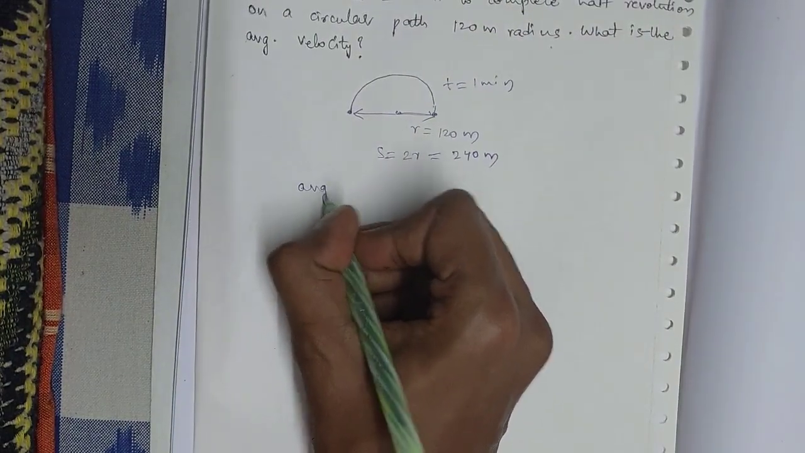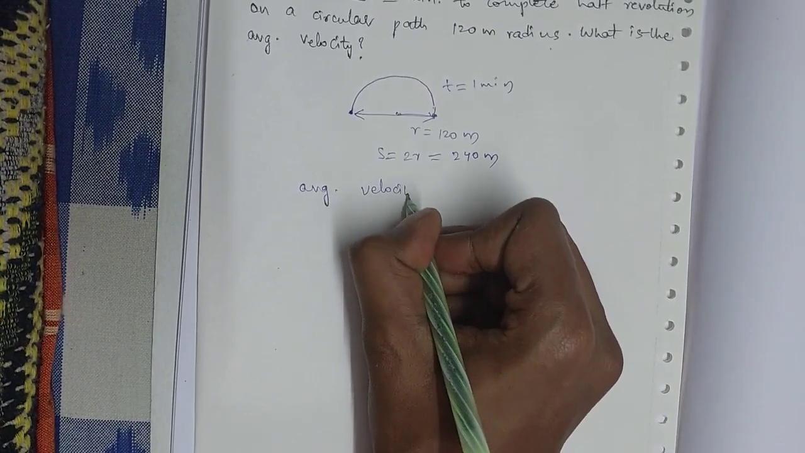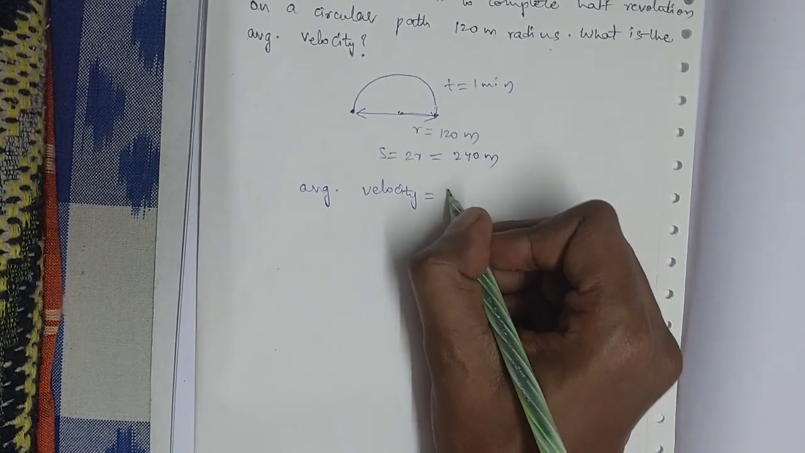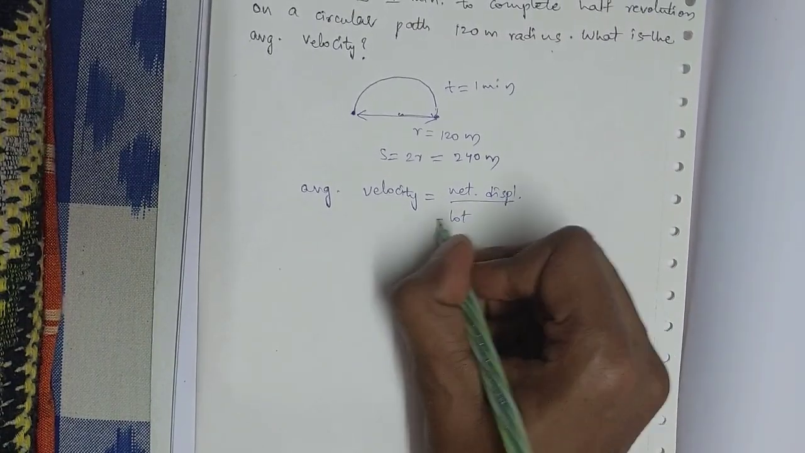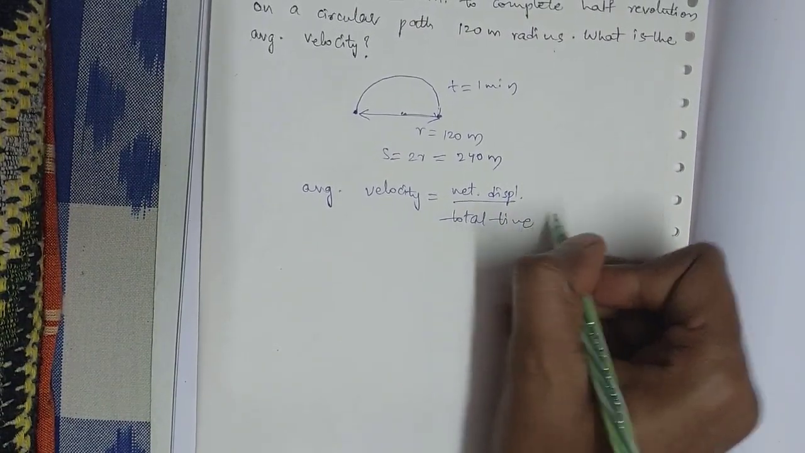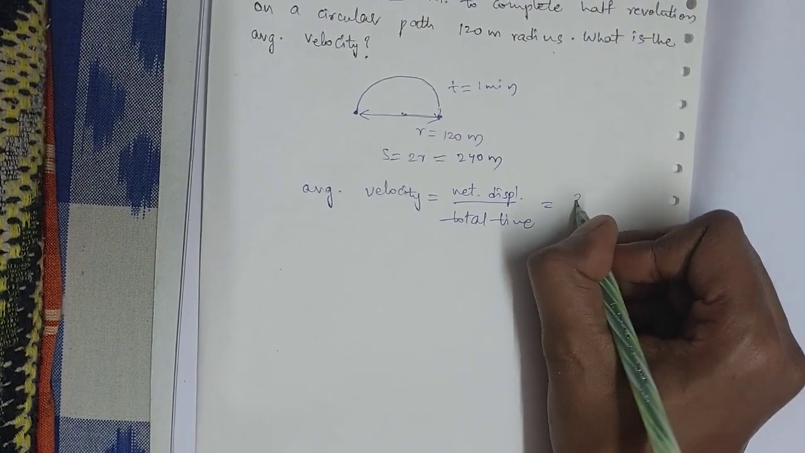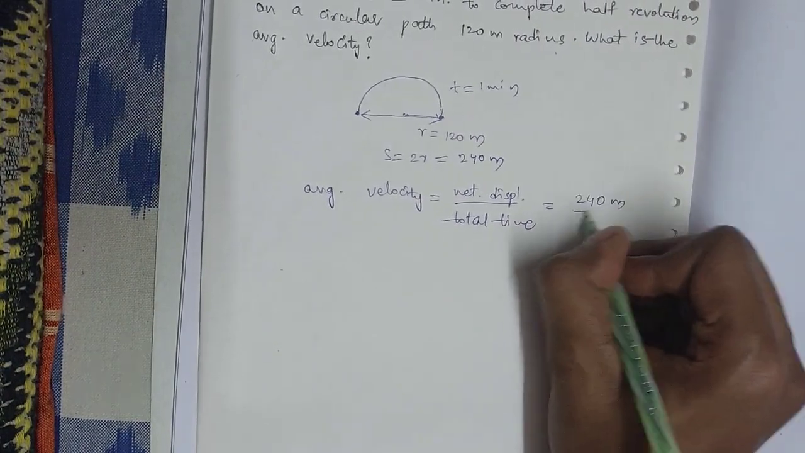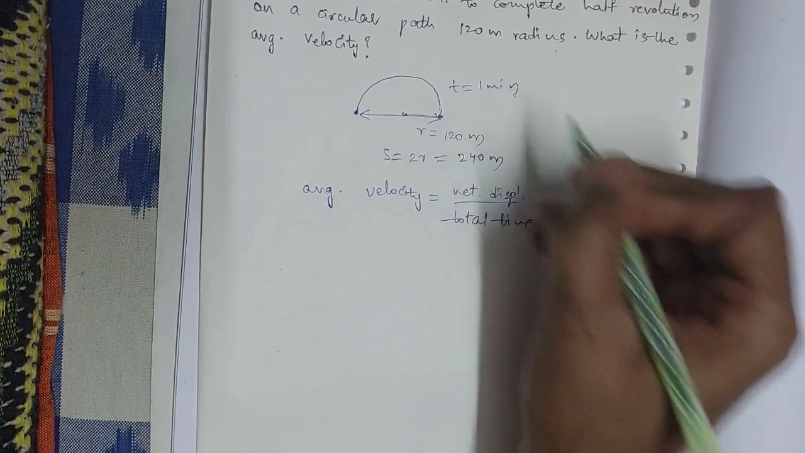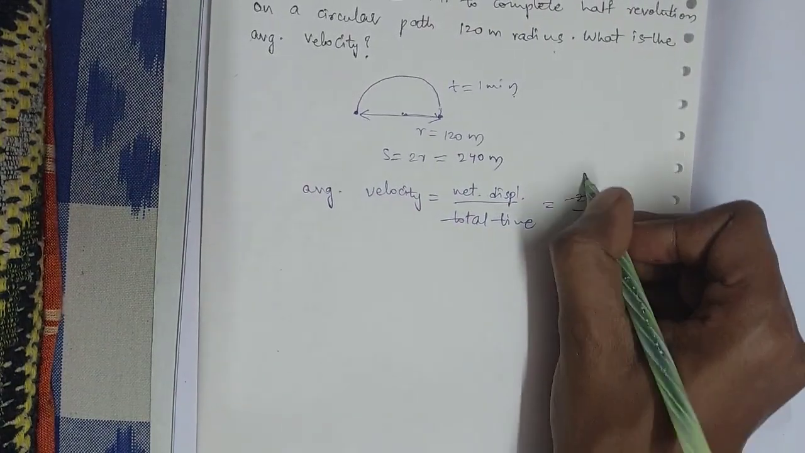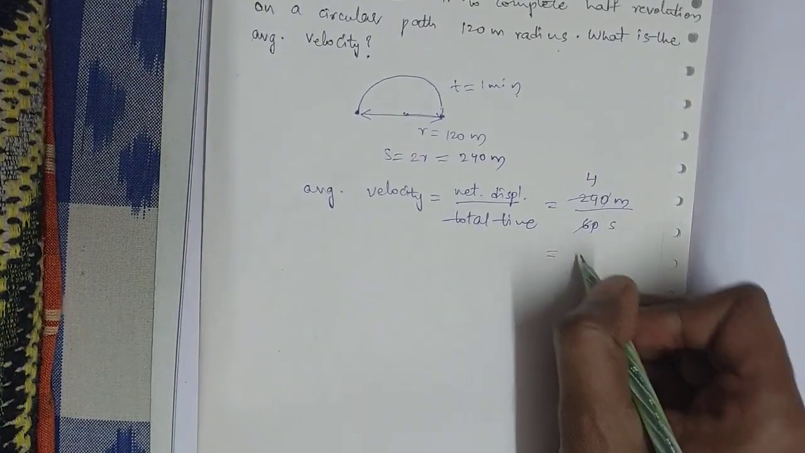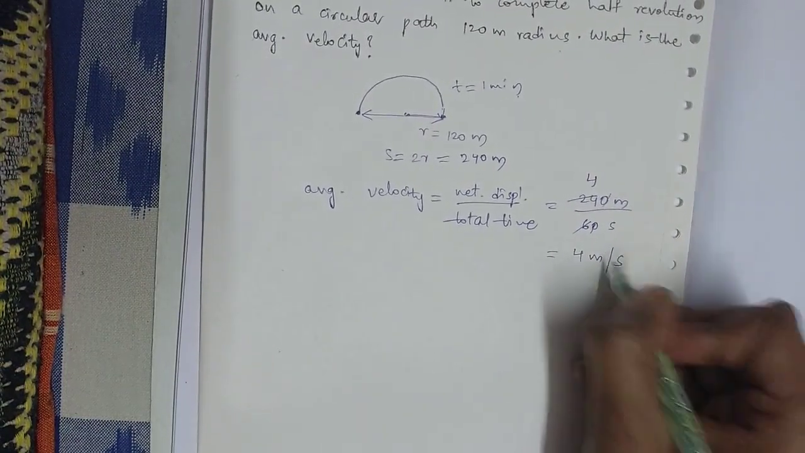Average velocity equals net displacement by total time taken. It equals 240 meters by total time, which is 1 minute, so it is 60 seconds. 6 4s are 24. So it is 4 meters per second.